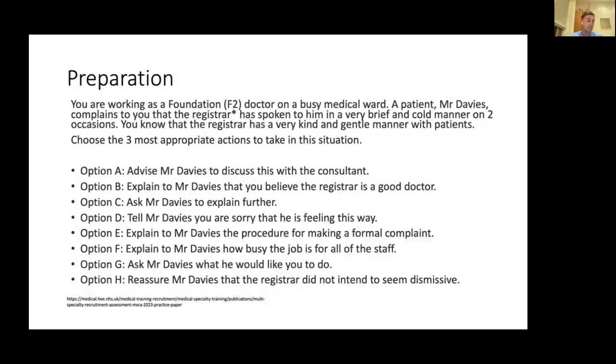This one here is the second style of question. Here you get a list of options and you have to select the 3 most appropriate actions to take in a situation.